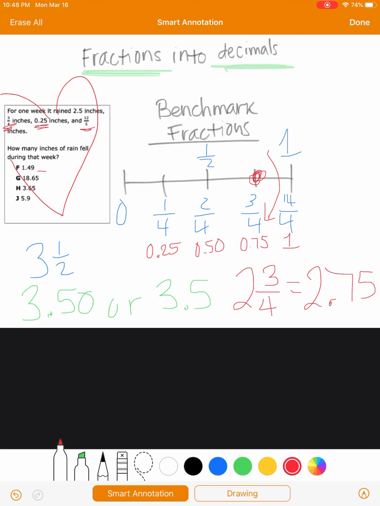Now, if you were to have a different number that you are not familiar with, for example, let's say that you were to have 3 and 4/5. As you can see, the 4/5, which is right here, is not in our benchmark fractions. It's not located there. That means that we need to do top in the box. Top in the box, which means division.